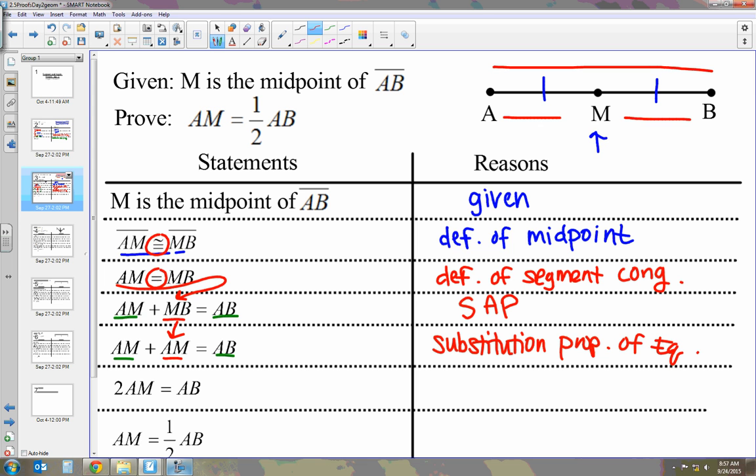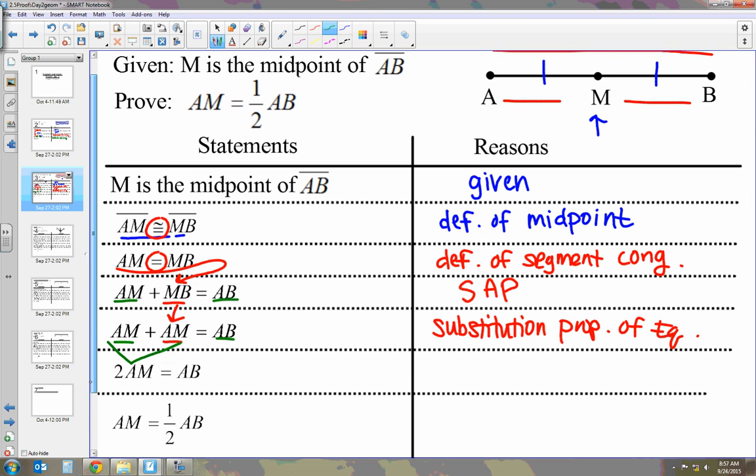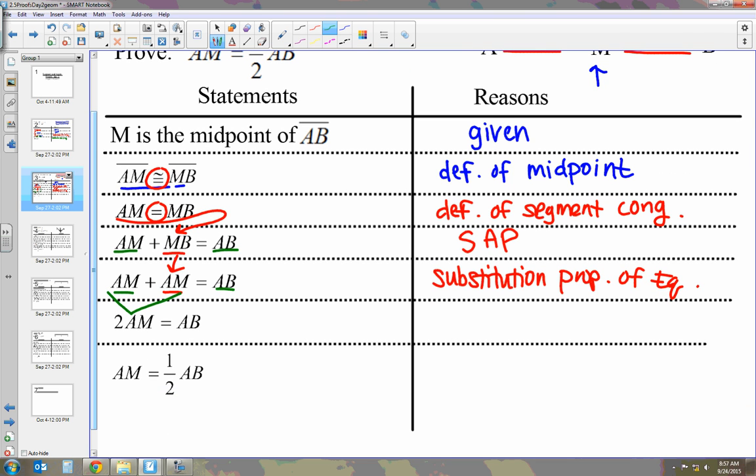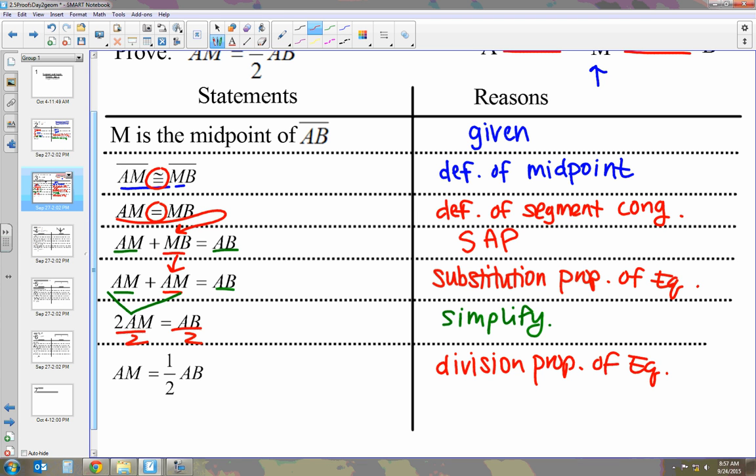Okay, next up, I have 2AM equals AB. Well, we combined our like terms. We added the two AMs together, but it was only on one side, so it's combining like terms. And when we combine like terms, that is called simplify. So we simplified. And the very last one is AM equals 1/2 AB. Well, we divided to get the AM by itself by 2 on both sides, so that is a division property of equality. So we had a few different ones we haven't really seen before yet, especially the simplify.